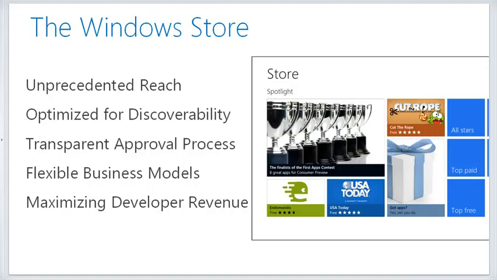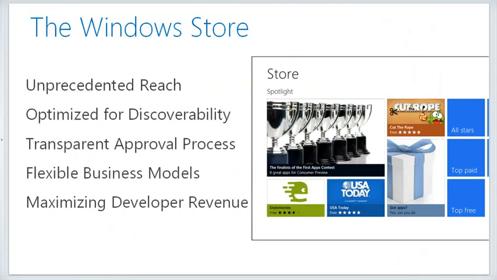Very flexible business models. So you can have paid applications, you can have free applications, you can have free applications with ad support. For ad support, you can use Microsoft's ad support, or you can use a third-party ad support. There's the ability to roll out updates. You can have trials. Trials can be the trials for your paid apps. The trials can be either feature-based trials or time-based trials.